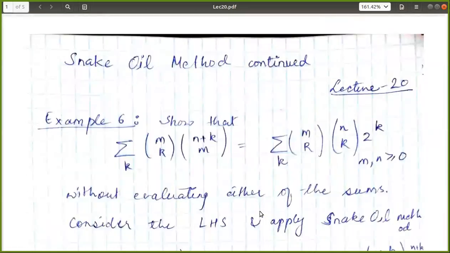Now, here this is a summation running over k, and whatever you have as m choose k, n plus k choose m. So does this summation represent a geometric series? Sorry, hypergeometric series?